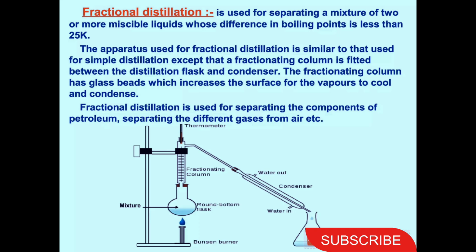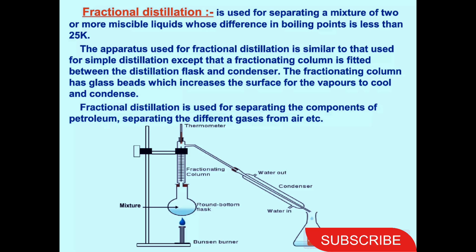In this fractional distillation method we can separate two miscible liquids which have a boiling point difference of less than 25 kelvins. Okay, let us see. Fractional distillation is used for separating a mixture of two or more miscible liquids whose difference in boiling point is less than 25 K.